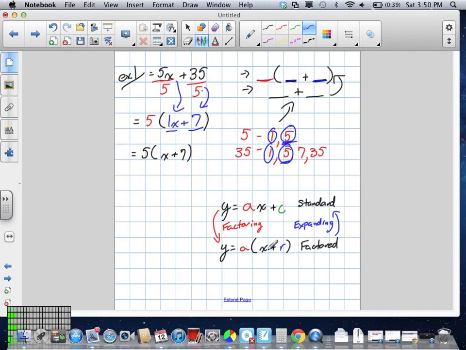Everything you did on your quiz was moving from factored to standard. And everything we're doing right now is moving from standard to factored. So we're factoring. Let's do another quick example here. Another example we could use: 10x minus 15.